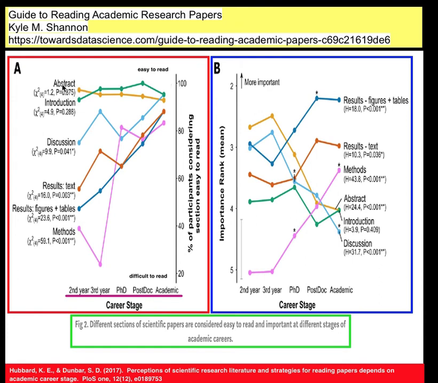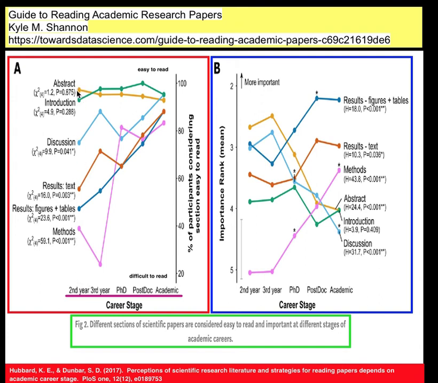Down the left side, here, you'll see the different parts of the article. So abstract, introduction, discussion, results, written in text only, the results when they're shown as figures or tables or charts, and the methods section. So these dots right here in this line are second-year doctoral students and how they see the difficulty or how easy things are to read.